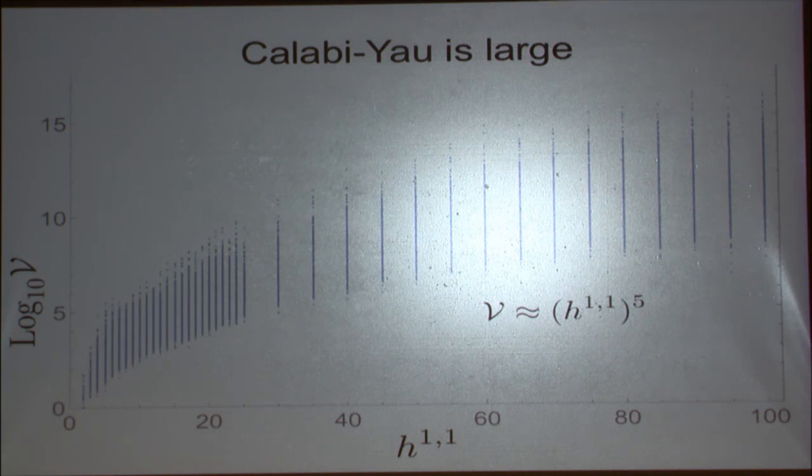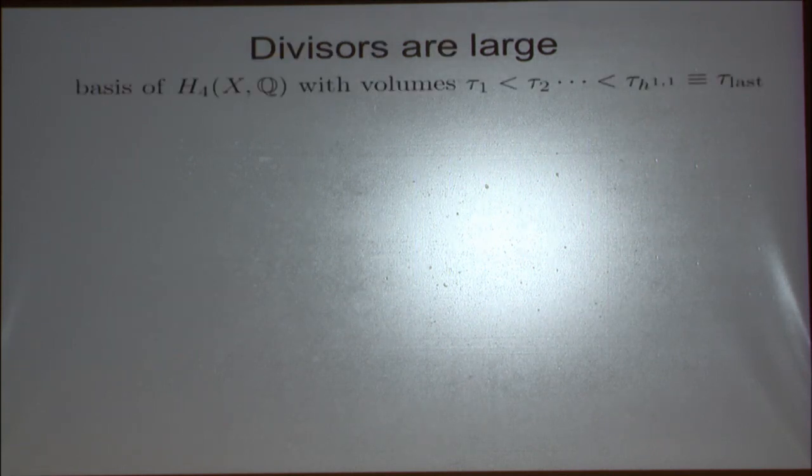The Calabi-Yau volume is large. This is log base 10 of the threefold volume, and it's big. It's like 10 to the 10 or something like that. This only goes up to H11 of 100. It would get much bigger if I took it out to 491. The divisors are also big.